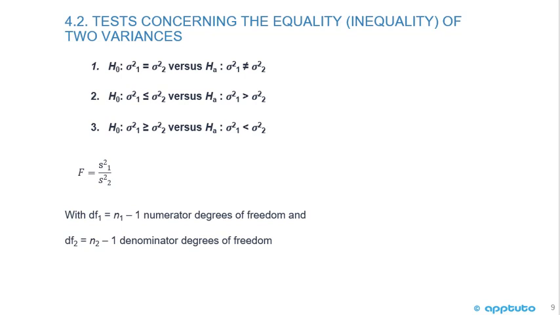For this test, when we calculate the test statistic, it's the variance of 1 divided by the variance of 2, and we come up with an F test. Again, we're going to use a different table in the back of the book. It's the F distribution, a family of asymmetrical distributions bounded from below by 0. Each F distribution is defined by two values of degrees of freedom called the numerator and denominator degrees of freedom. You can see the numerator degrees of freedom is n1 minus 1, and the denominator is n2 minus 1.